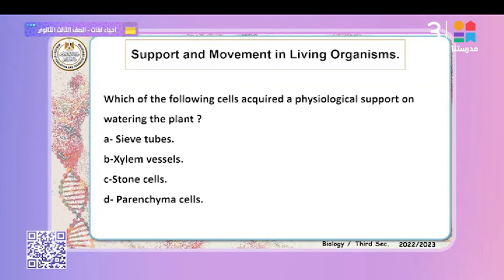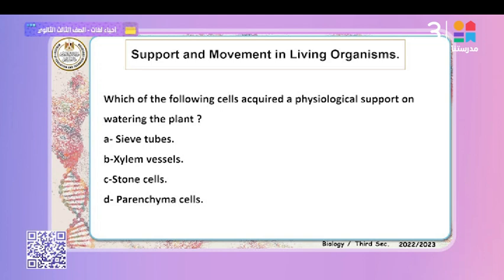Dear students, inshallah, this episode is special for the final revision of all the curriculum studied this year, okay? We relate to each chapter and give a quiz of MCQ, multiple-choice questions, to help you solve any problems that face you in your exam, inshallah. Okay, number 1, support and movement in living organisms.